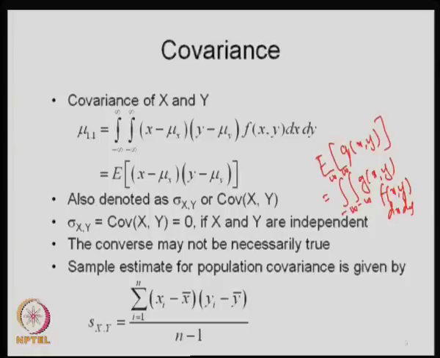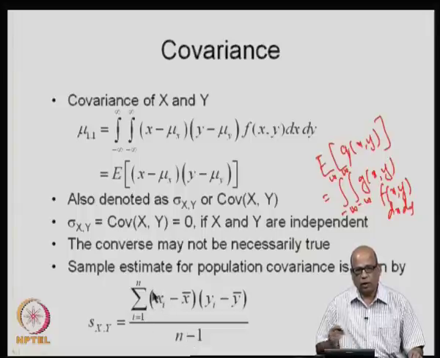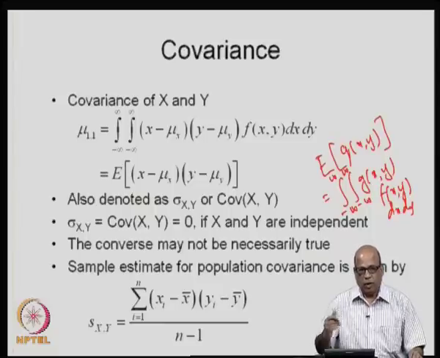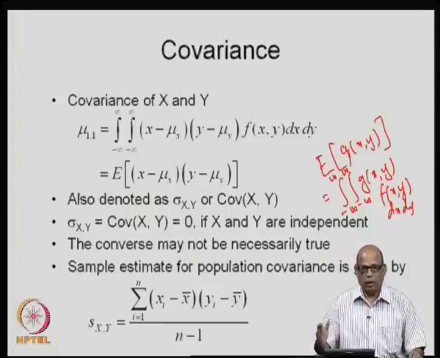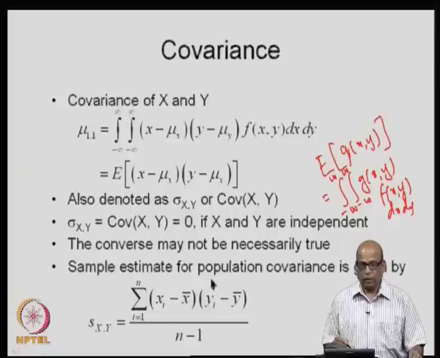And from this, again we write the sample estimate of the covariance as given by the sum of x i minus x bar into y i minus y bar, divided by n minus 1. So, you have n values of the observed values of x i and concurrent values of y i, and in which case you estimate the covariance as given by this expression.